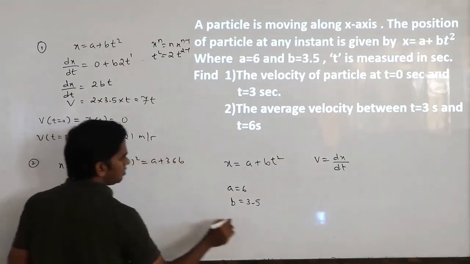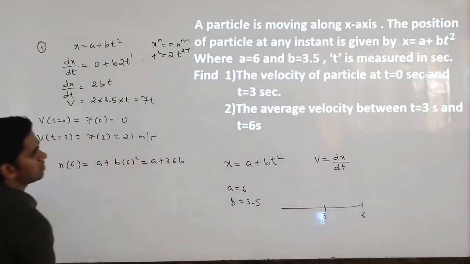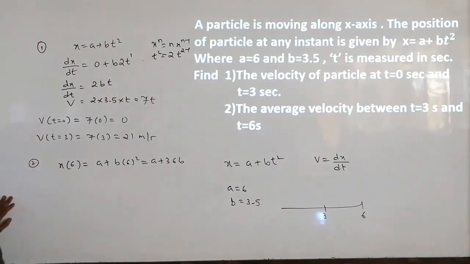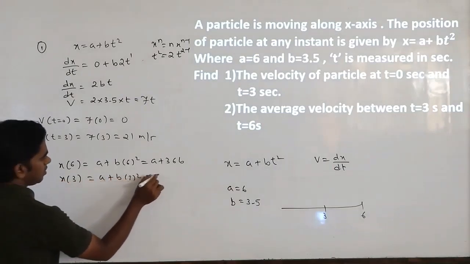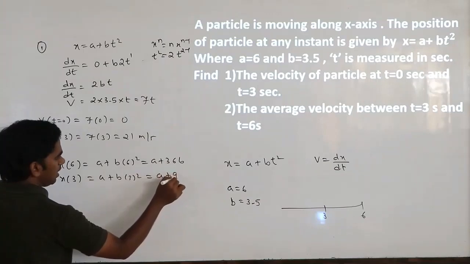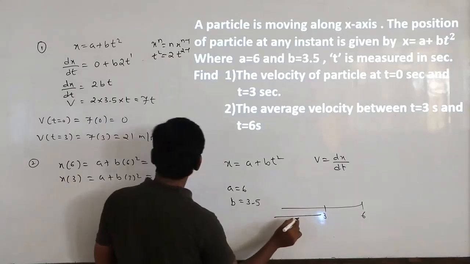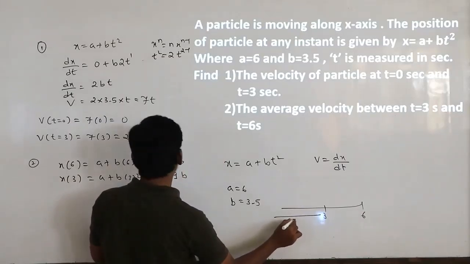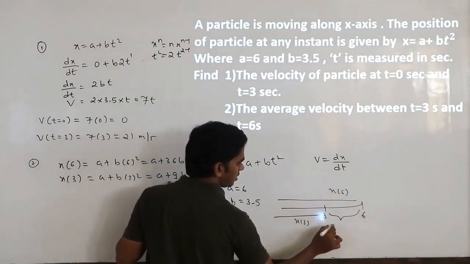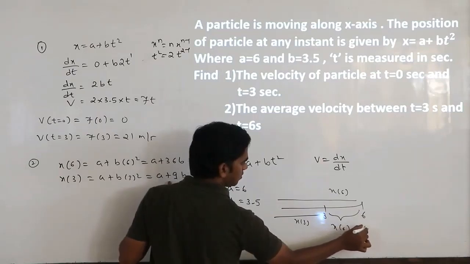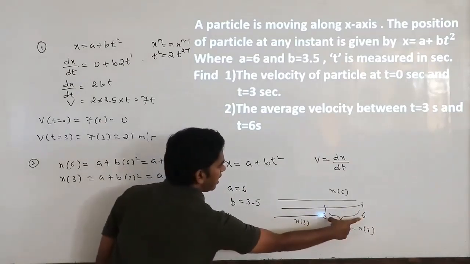This is the distance traveled in 6 seconds. Now calculate the distance traveled in 3 seconds. x of 3 equals a plus b into 3 square, so a plus 9b. This is x of 3, and the earlier total is x of 6. If you subtract those two, you will get the distance traveled in this time interval.